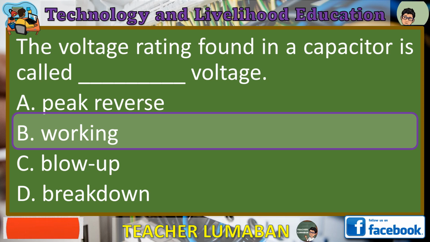D, breakdown. While breakdown voltage is a term used in electrical components, it specifically refers to the voltage at which the insulation or dielectric material within a capacitor breaks down, leading to a sudden increase in current flow and potential failure. It is not synonymous with the voltage rating of a capacitor, which is commonly referred to as the working voltage.